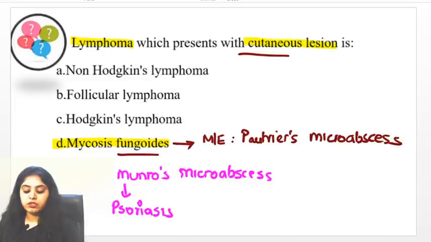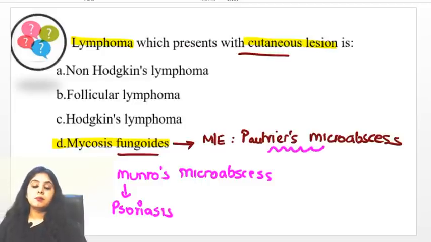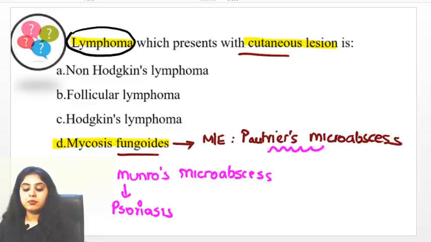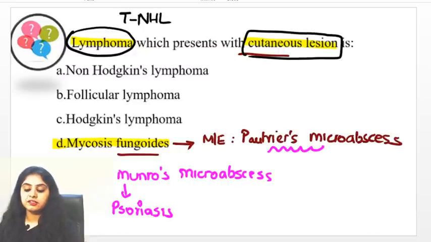Where do you see Pautrier's microabscess? You see it in mycosis fungoides. I hope that's clear. It's a lymphoma, to be very precise. It's a T-type of non-Hodgkin's lymphoma, which involves the skin.